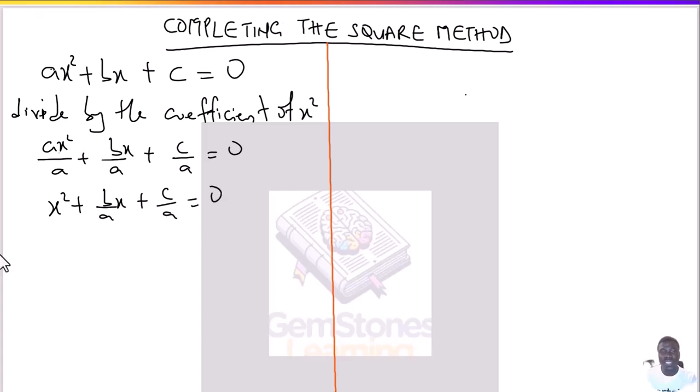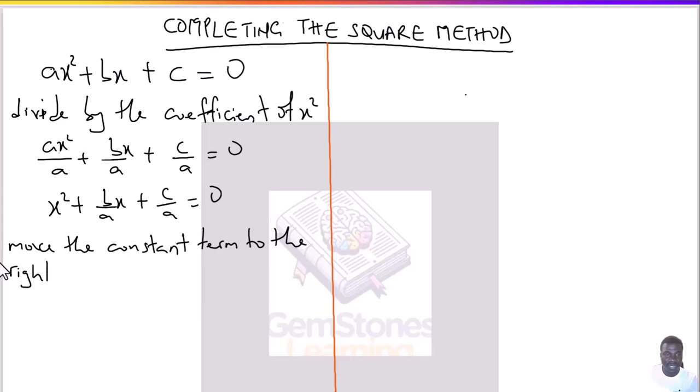Move the constant term to the right. That is the second stage. Remember, it was positive before, as you go to negative. So I'm going to be having x squared plus b over a x is equals to negative c over a. At this moment, what will I do?